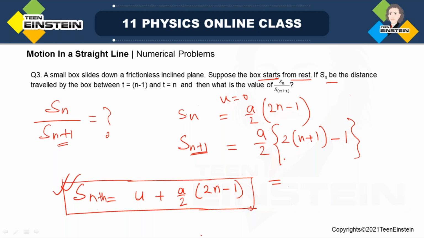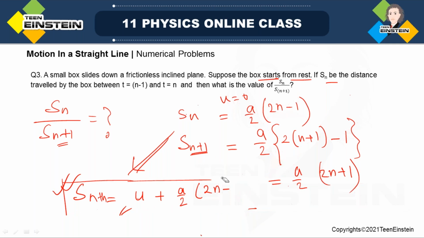If you do a bit of simplification, you will get a by 2 into 2n plus 1. We have used this formula to solve this problem. This is the final formula, and how to get it I have already told you in the derivation part. You have to learn from there, and remember this final formula for the displacement at any instant of time.